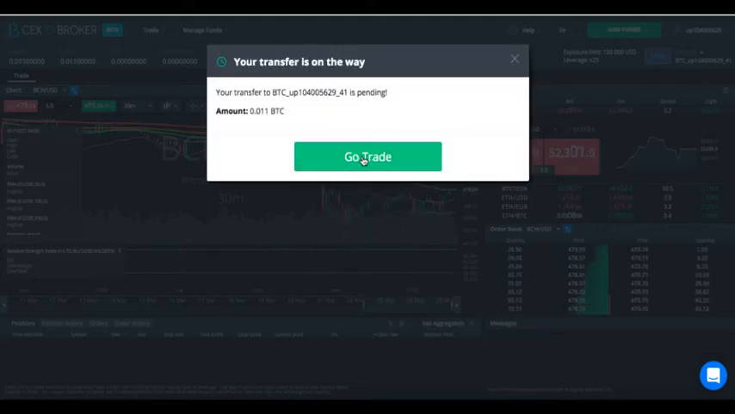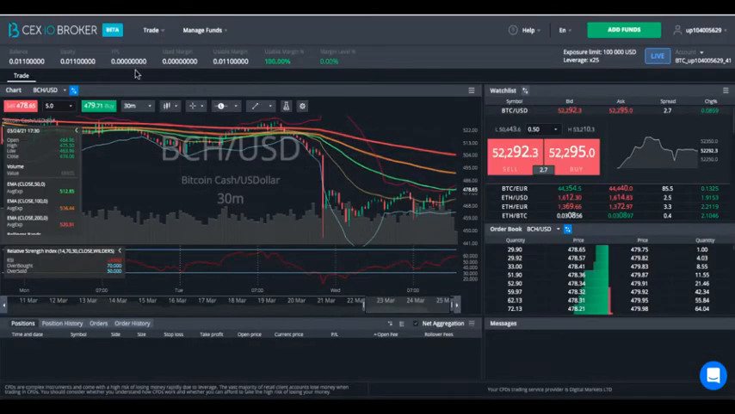Okay, so if you look right here, it says, here it is, my balance. So my Bitcoin is already in here, and that's one of the advantages of loading it from your CEX.io wallet. It gets there very quickly. You can withdraw and deposit very quickly straight to your wallet.